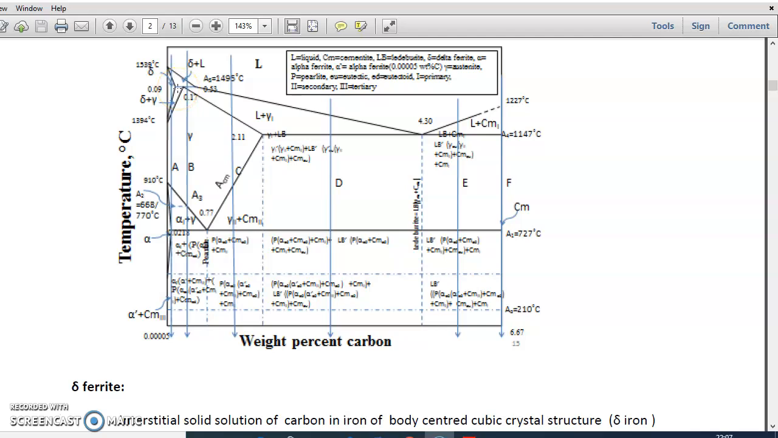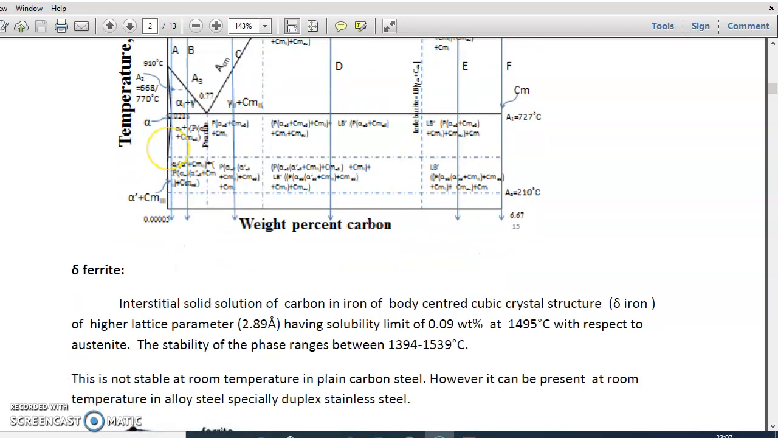1492, and this reduces to 0 at 1539 and 1400. So the phase which is in between this is known as the delta phase. Now delta ferrite and alpha ferrite, are they different? Yes, the difference is only that delta exists at higher temperature and alpha exists at lower temperature.